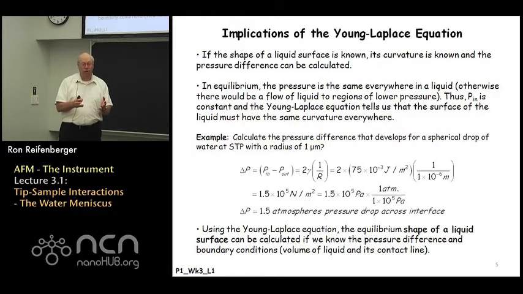And here I just show that if you calculate the pressure difference across, let's say, a drop of water with a radius of 1 micron, what you find is that the pressure inside is 1.5 atmospheres, the pressure outside is about 1 atmosphere. So there's about a factor of 1.5 atmospheres difference in the pressure just due to the curvature of the liquid drop.